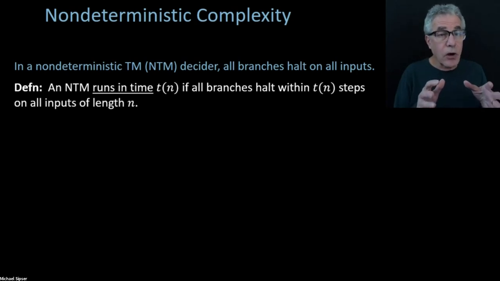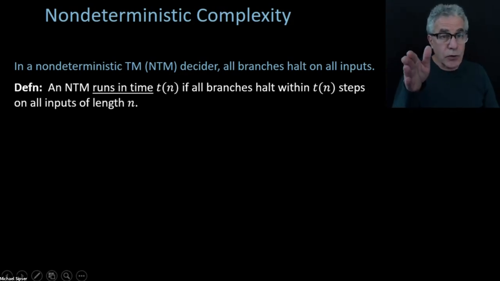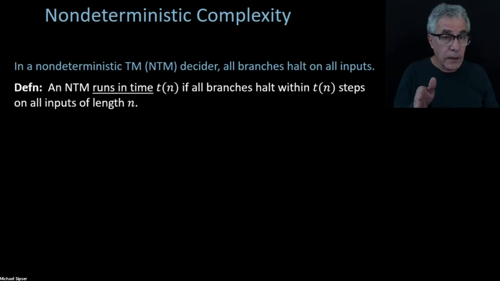So let's understand what we mean by the time used by a non-deterministic machine. What we mean by the time used is we're looking at each individual branch separately. So a non-deterministic machine runs in a certain amount of time if all of the branches halt within that amount of time. We do not mean that the total amount of effort, adding up all the branches, is at most T of N. It's just that each branch individually uses at most T of N. That's just going to be our definition, and it's going to turn out to be the right way to look at this to get something useful.